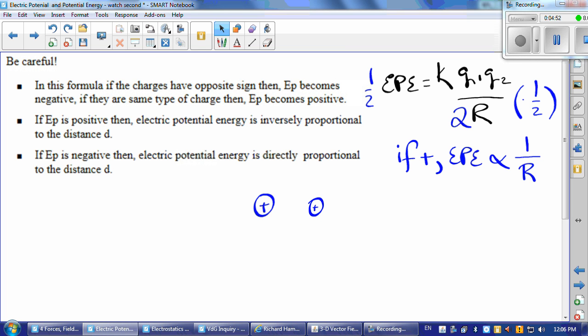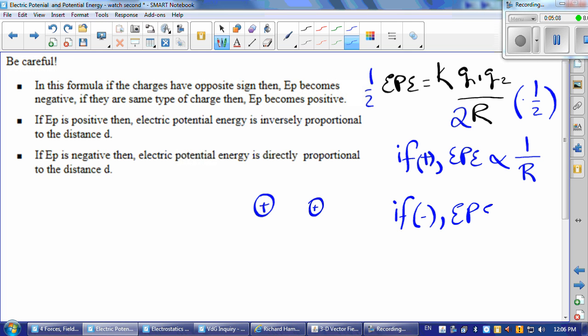The next one says, let me put some parentheses around this. If the electric potential energy is negative, the electric potential energy is directly proportional. So what that means is if this is negative, EPE is directly proportional to R.